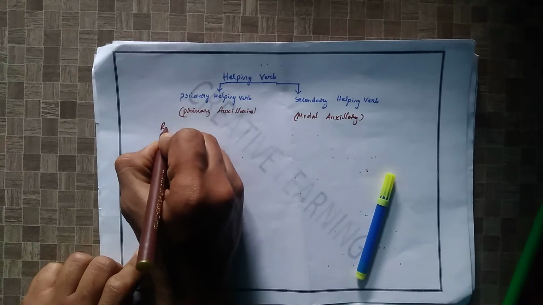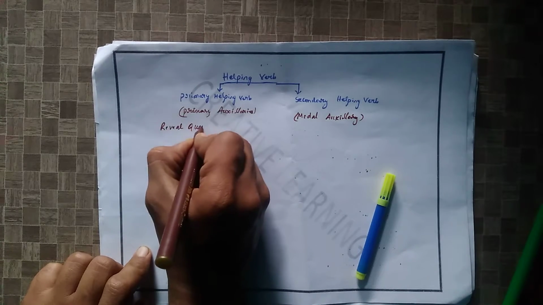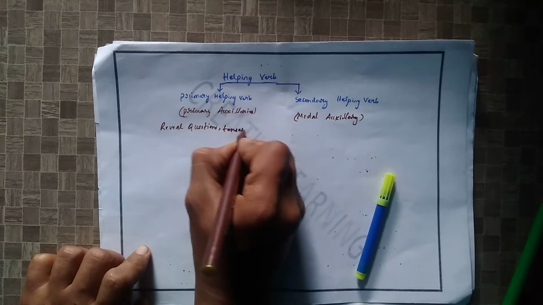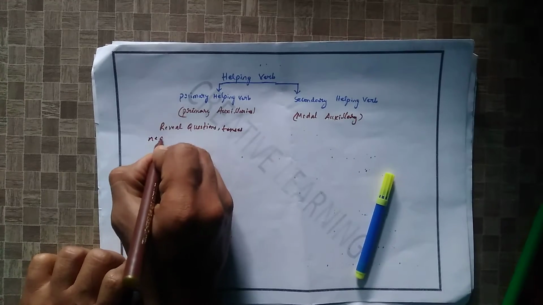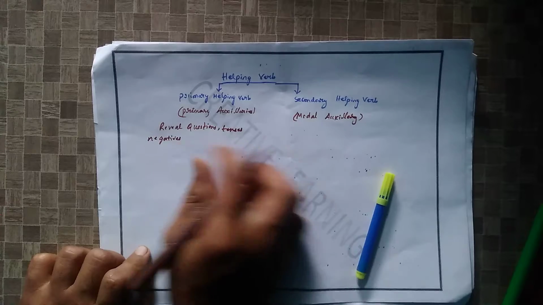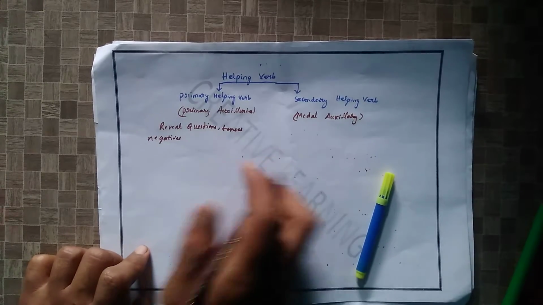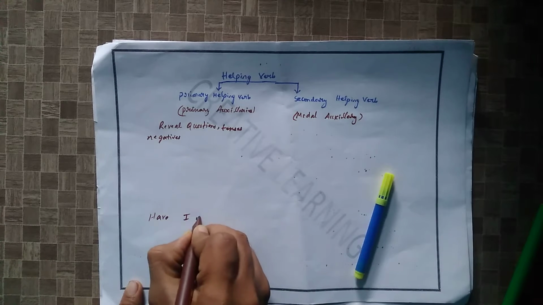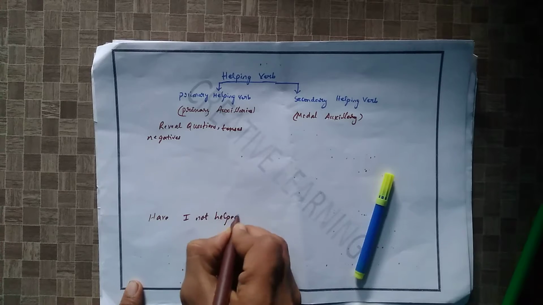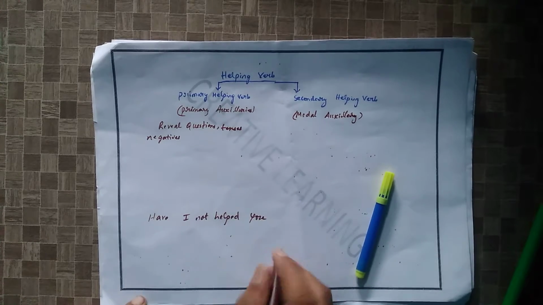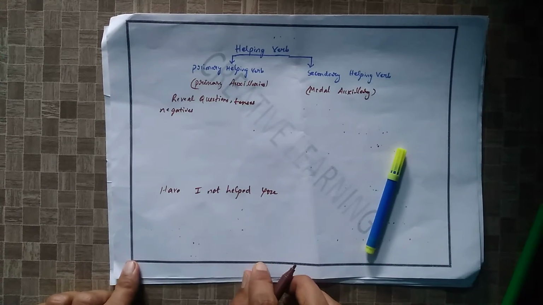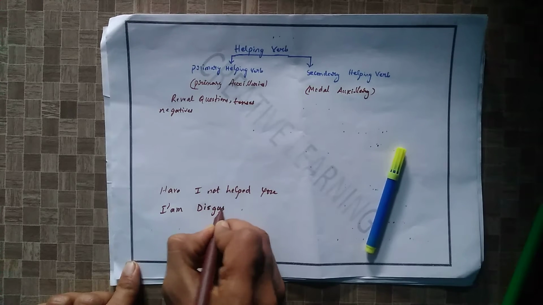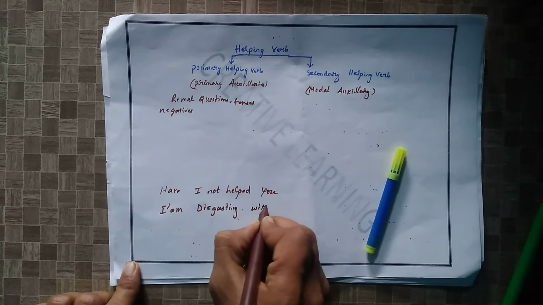To reveal question, tenses, and negatives in the sentence. For example, have I not helped you? Next is, I am disgusting with you.